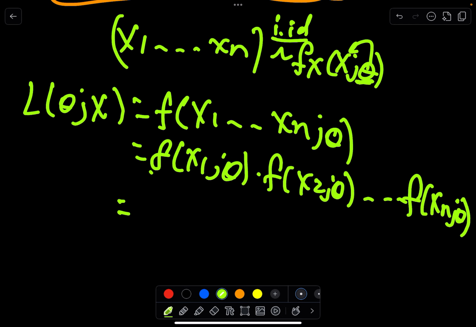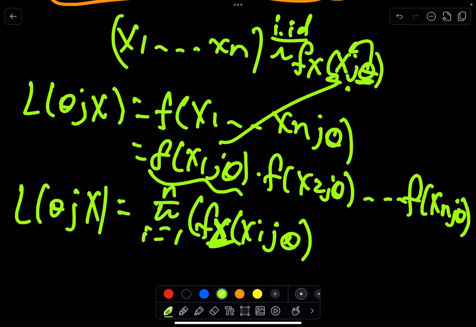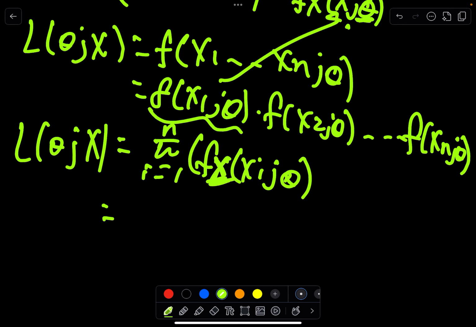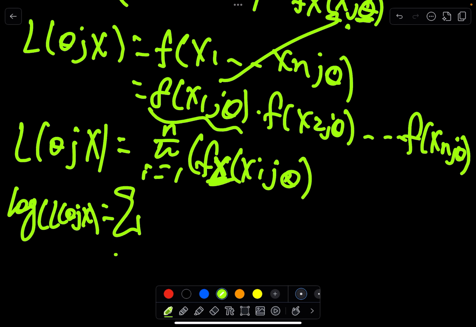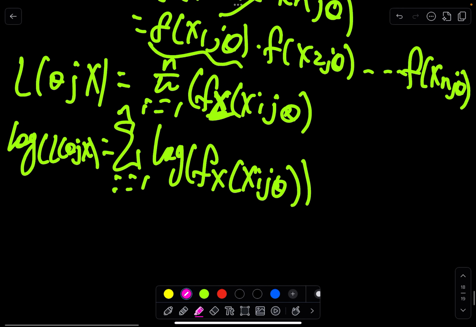Right? And all these are drawn under the same density. So we could take the product, where the random variable X takes on the value x_i, conditioned on theta. And this is the likelihood of x. Usually we typically take the log, so we'll take the log likelihood. This turns the log of a product into the sum from i equals 1 to n of the log of f_X of x_i given theta. So that's the idea.